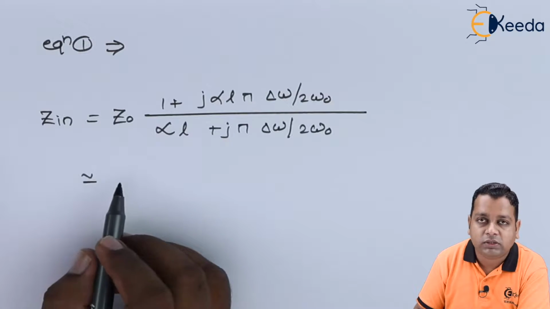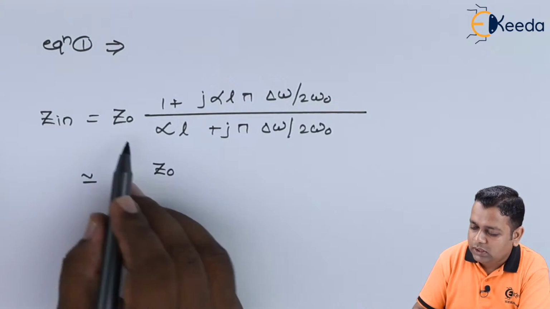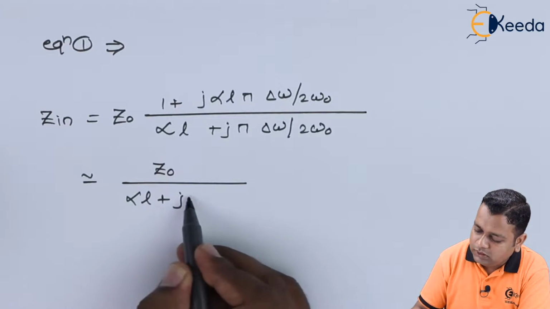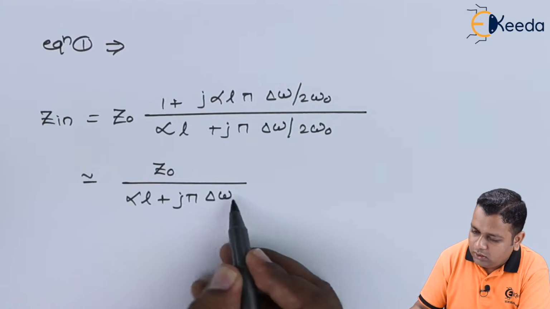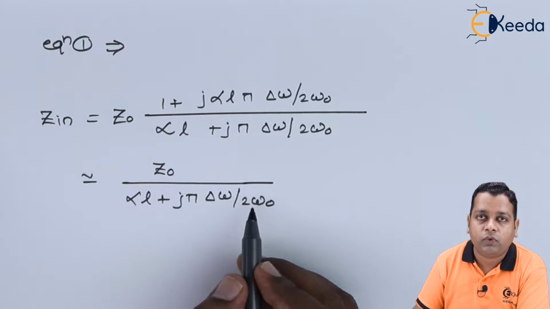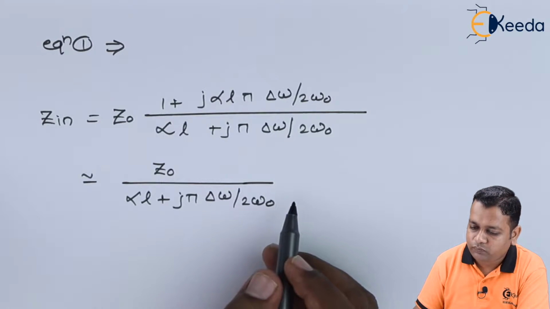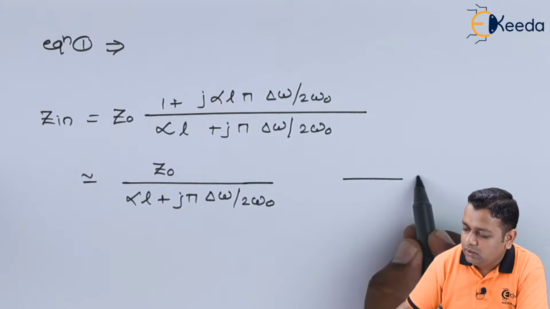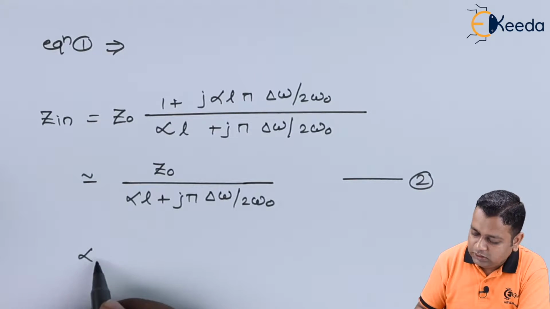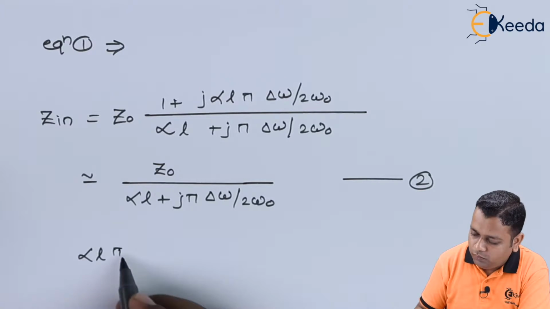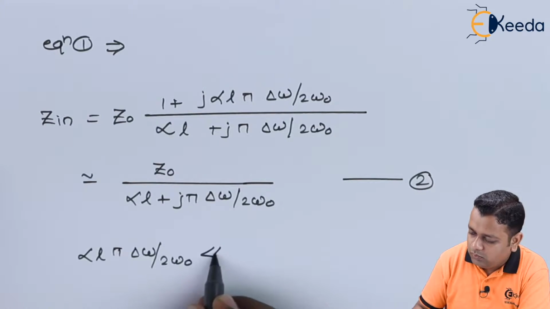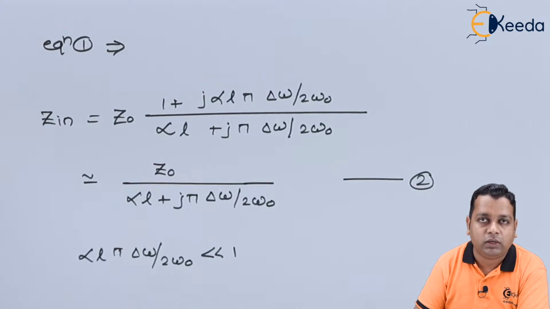Further, the approximation can be of the simplified form Z0 into the numerator divided by alpha L plus j times pi into delta omega divided by twice the resonant frequency in angular form omega 0 here. So let this be equation number 2. In this equation we have the consideration that alpha L into pi into delta omega divided by twice omega 0 is very much less than 1 here.